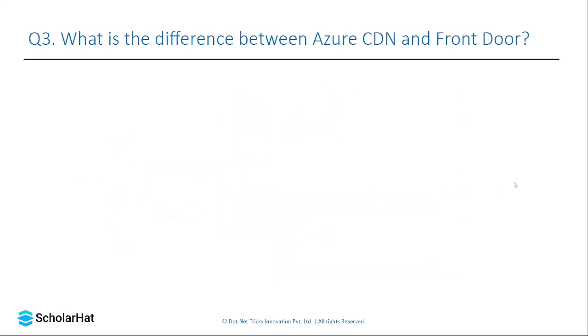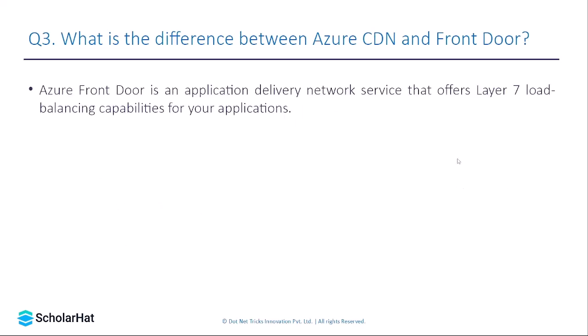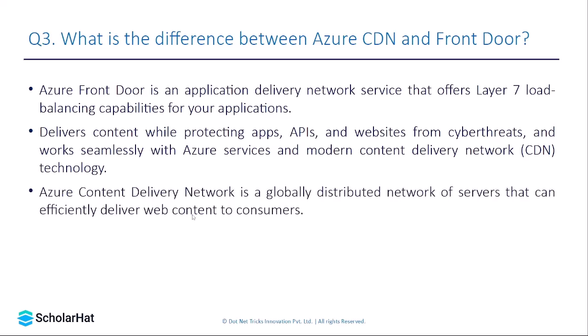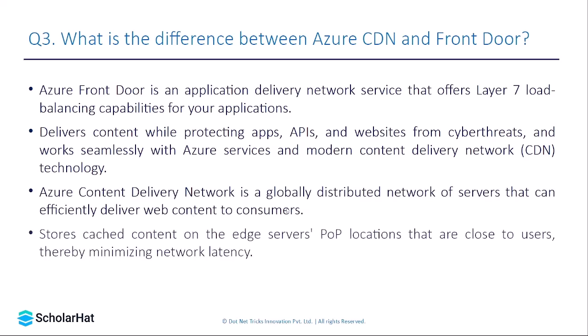Now let's move to the next question, that is what is the difference between Azure CDN and Front Door? Azure Front Door is an application delivery network service that offers layer 7 load balancing capabilities for applications. It delivers content while protecting apps, APIs, and websites from cyber threats and works seamlessly with Azure services and modern content delivery network technology. Whereas Azure CDN is a globally distributed network of servers that can efficiently deliver web content to consumers.